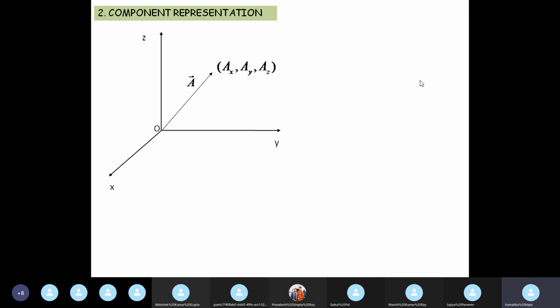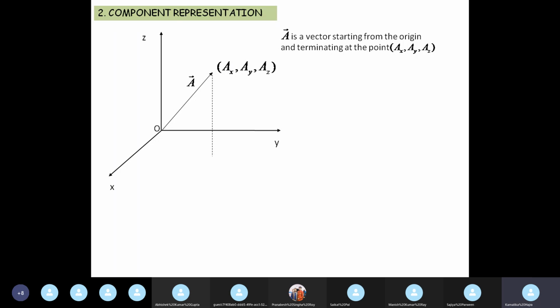So the tip of this vector, the point at which this vector ends, let us suppose that it has the coordinates Ax, Ay, Az. We know that any point in three-dimensional space has three coordinates, the x, y, and z coordinates. So the point at which this vector A ends has the coordinates Ax, Ay, Az. So A is a vector starting from the origin and terminating at the point Ax, Ay, Az. So the originating point is 0, 0, 0, and the terminating point is Ax, Ay, Az.